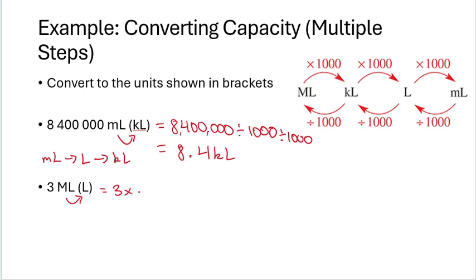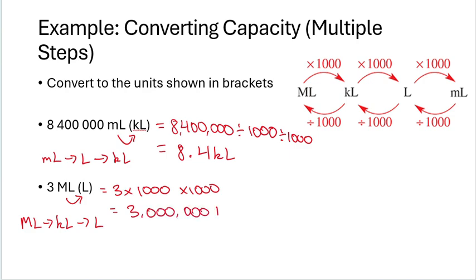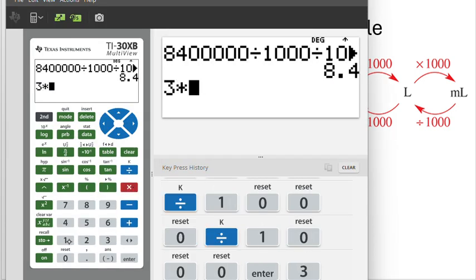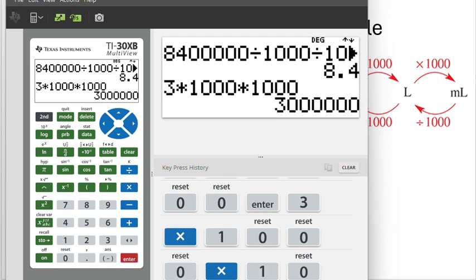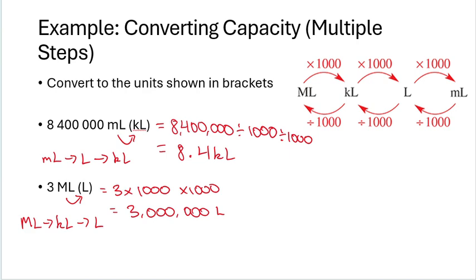And then over here, I'm converting from megaliters to liters. So I'm going to go from megaliters to kiloliters first, and then straight over to liters. So times 1000 times 1000. This just equals 3 million liters. Let's just double check. 3 times 1000 times 1000. 1, 2, 3, 4, 5, 6 zeros and 3. Yep, so 3 million right there.